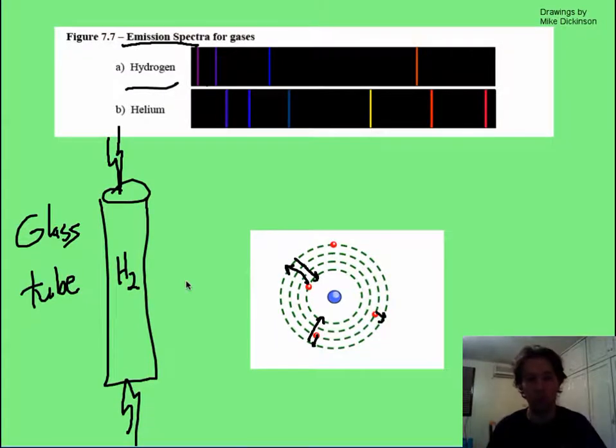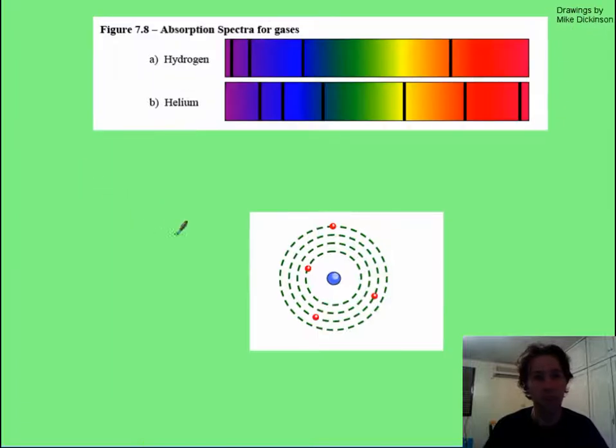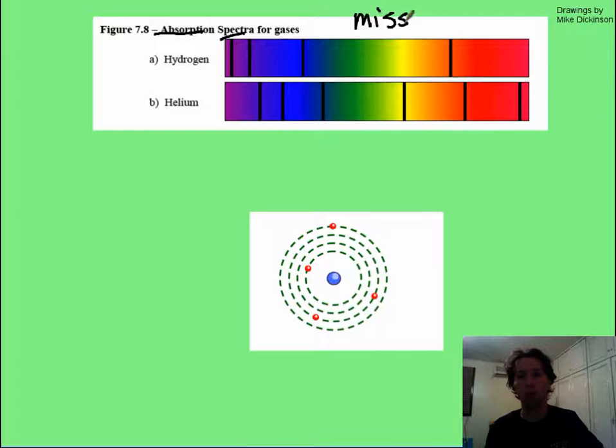What we just talked about, you can consider an emission spectrum. Emission, because it's emitting radiation. Sort of the opposite of that is what we call an absorption spectrum, where the electrons are going to be sucking in radiation. And what you get is a nice, pretty rainbow here for your absorption spectra, but you are missing a few key wavelengths of light.